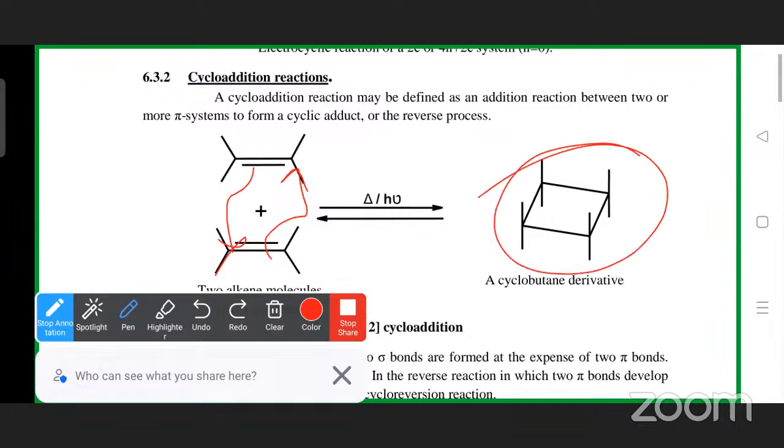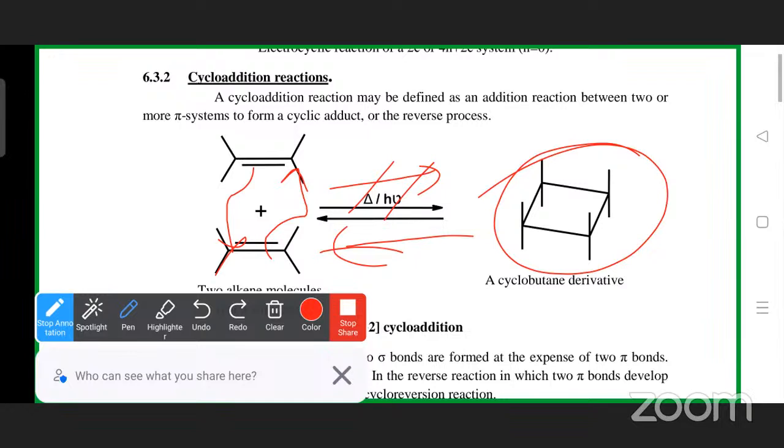So here we are getting the cyclic product again, like a cyclobutane derivative. This is the forward reaction, and it takes place under either thermal or photochemical conditions. Both conditions are favorable here, right? And in the backward reaction, the opening of the cyclobutane takes place, and we get back our starting materials, the substrate molecules.